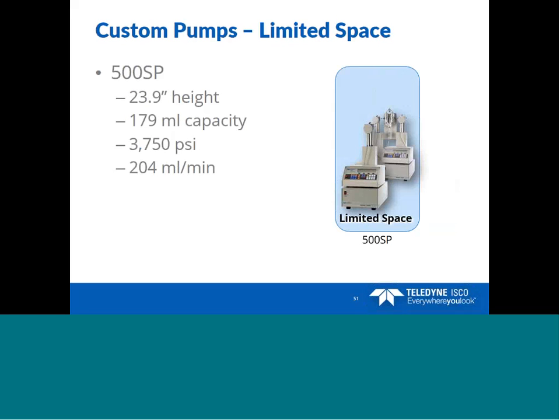Another custom pump is a 500 SP, which is half the height for limited space applications. It has a 179 mil capacity compared to 500 mils for a 500D. However, the pressure rating and flow rate ratings are the same as a 500D.